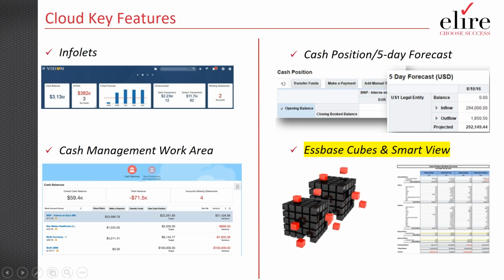To get into our topic today, I'd like to show you some features within Oracle Cloud Cash Management. And for those of you new to Oracle Cloud and the interface, the cash management work area is displayed in the bottom left on the screen you're seeing right now. The infolet page shows a summary of cash management, so balances, forecasts, missing statements, etc. Then we get into our work area where we generate a 5-day forecast, view our cash position, along with the ability to make ad hoc payments and transfer funds.